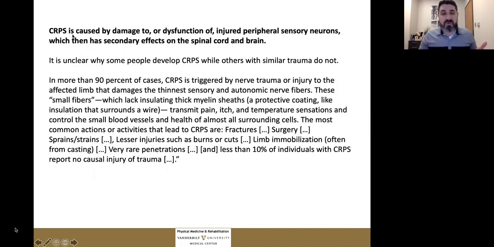So complex regional pain syndrome is caused by damage or dysfunction to injured peripheral sensory neurons, which has secondary effects in the spinal cord and brain. You stub your toe, as simple as that. You have a little fracture in the toe, and for some people, they have an innate susceptibility. That little local change, the local inflammation, and the reaction of the nerves, what it reports to the spinal cord and what gets reported back down becomes a runaway process of increasing screaming, right, of pain and changing sympathetic tone to the area.